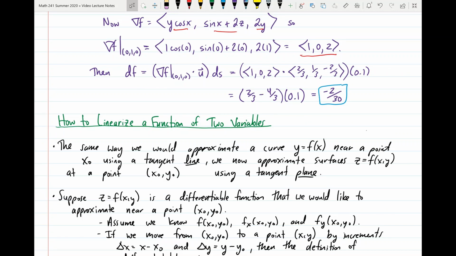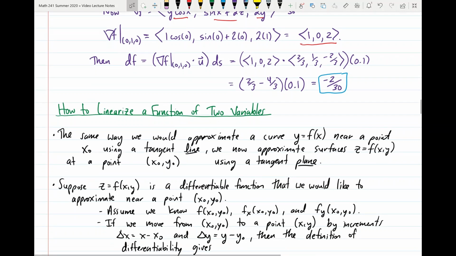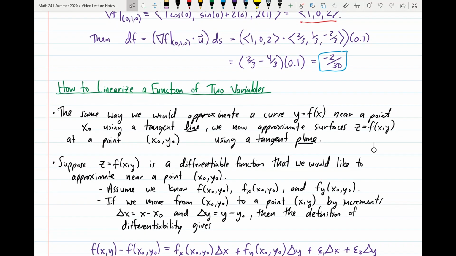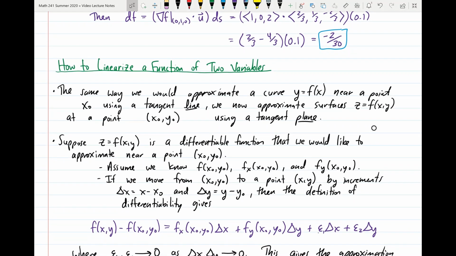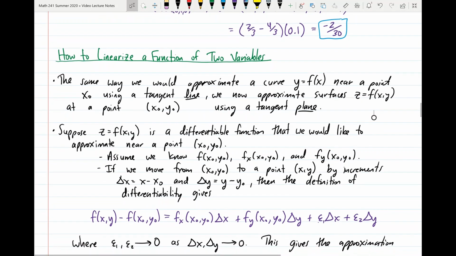So in this next section, we want to generalize the idea of approximating a curve near a point using a tangent line, from Calc 1, the idea that I presented at the beginning of the video, to surfaces in space. So we're going to approximate the surface z equals f of x, y at some point x naught, y naught using a tangent plane as opposed to a tangent line.